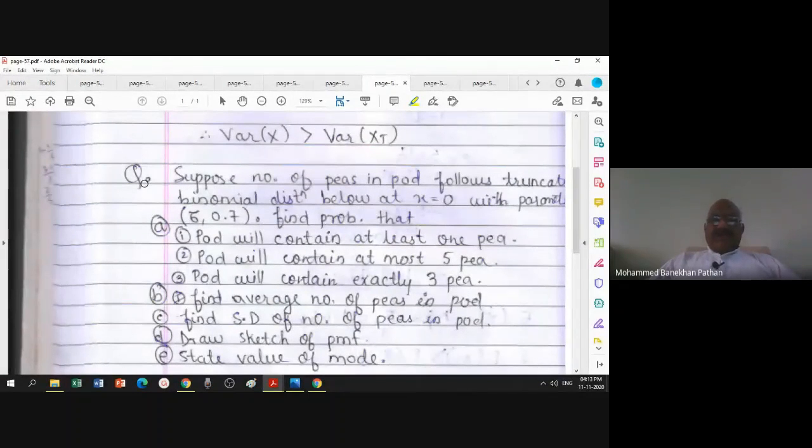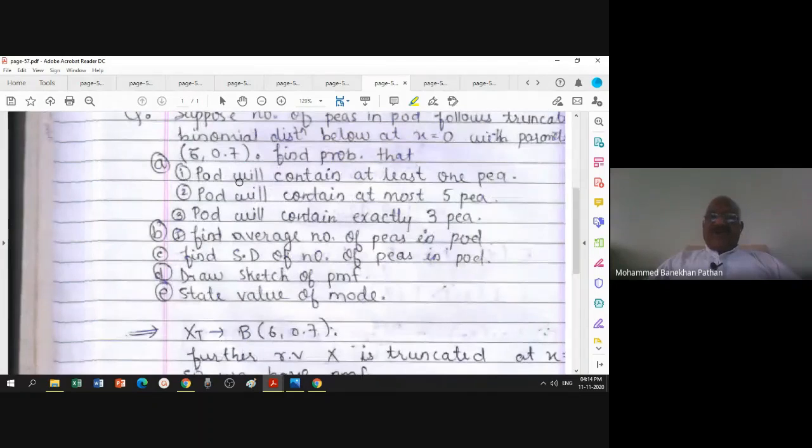Example 2. Suppose the number of peas in a pod follows a truncated binomial distribution, which is truncated at x equal to 0 with parameters 6 and 0.7. Find the probability that the pod will contain at least one pea, the pod will contain at most 5 peas, the pod will contain exactly 3 peas. These are the different probabilities to be calculated.